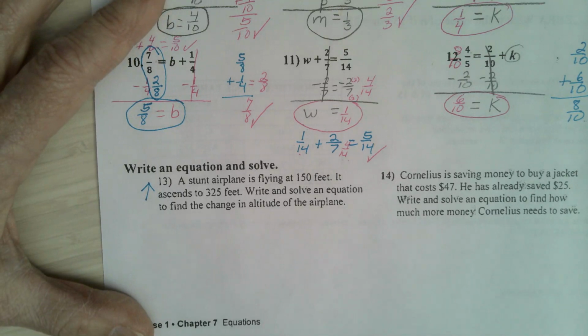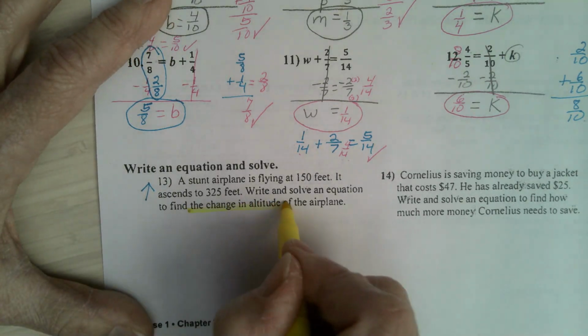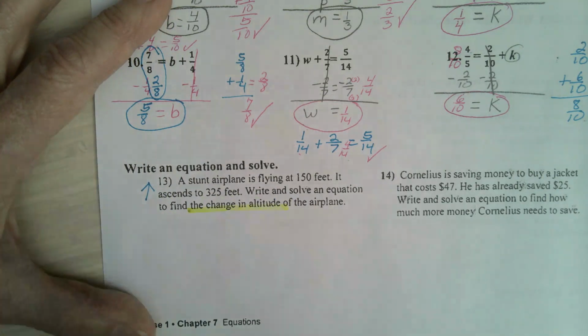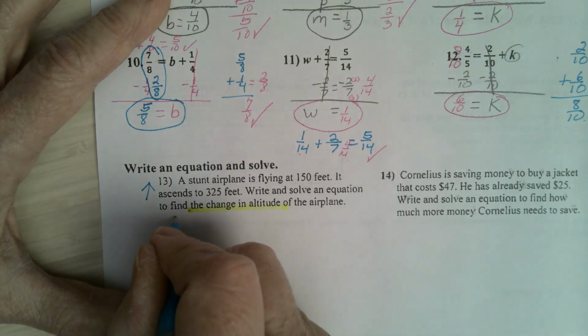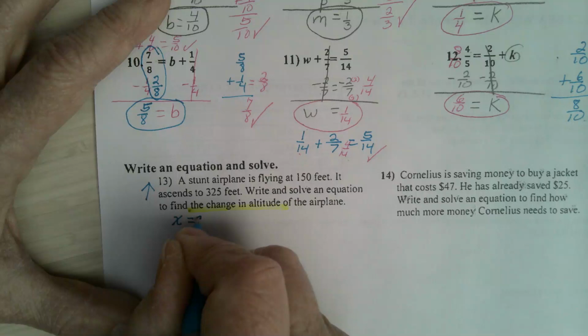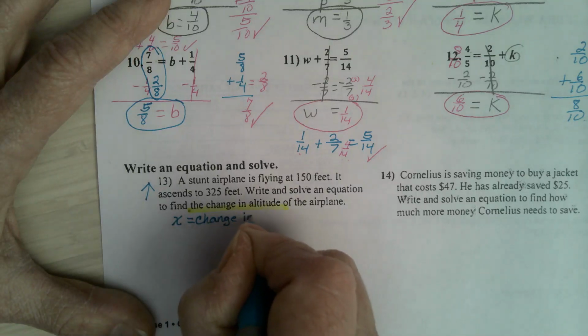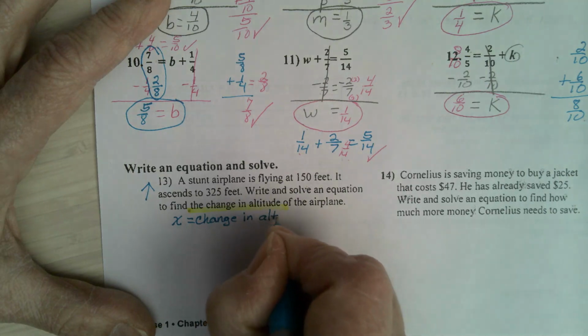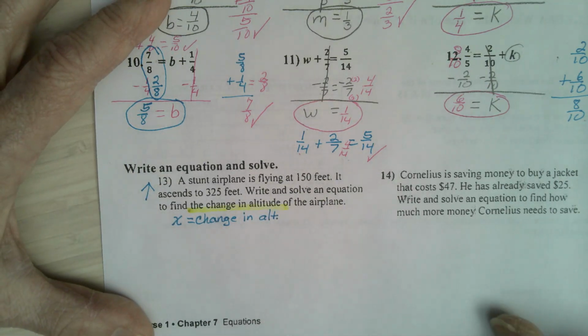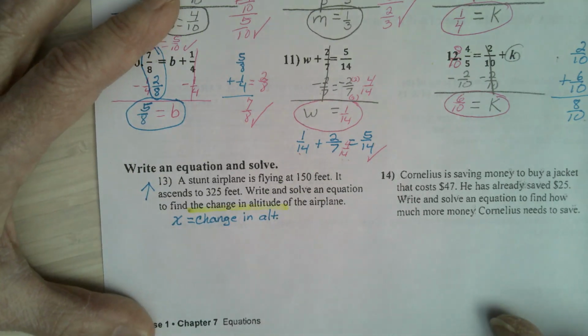The first thing we have to do is define your variable. And the variable is going to equal the change in altitude. I'm just going to use x. X equals change in altitude. I'll just abbreviate it. You can abbreviate it when you do it on your quiz.